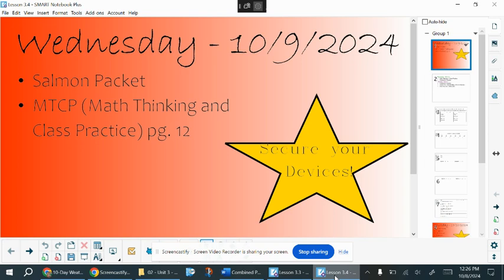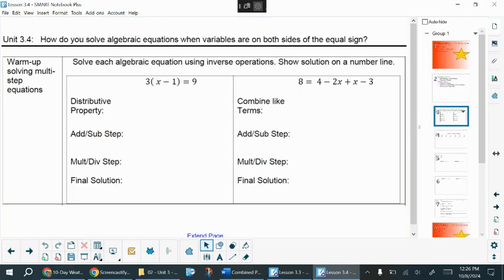Okay, everybody. So today we're going to be talking about lesson 3.4 in the Algebra 1 packet. So that's on page 12. You're following along and taking notes. Today we're going to be doing the math thinking and class practice, and then you'll have the proficiency practice and CFU and Delta math to do on your own after that.